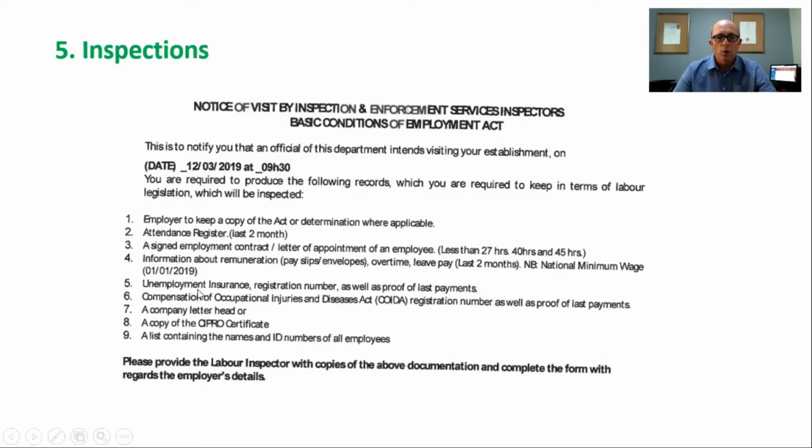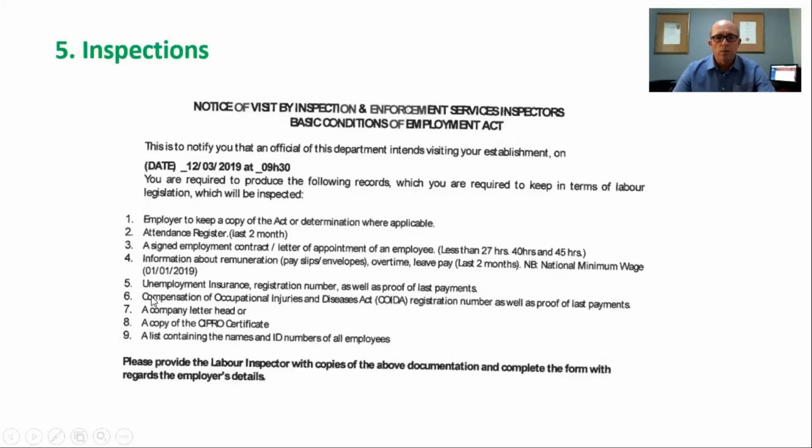Number 5, unemployment insurance registration number, as well as proof of last payment. If you're not registered for pay as you earn, you will need to give them the proof of payments where you pay the department directly. If you are registered for pay as you earn, you will give them copies of the pay as you earn returns, plus the proof of payments that you made. Number 6 is the Compensation for Occupational Injuries, COIDA, registration number, as well as proof of last payment. And obviously if you've got a letter of good standing, you'll be able to give that to them as well. Then a company letterhead, your company CIPC certificate if you're registered as a company, and a list containing the names and ID numbers of all the employees.